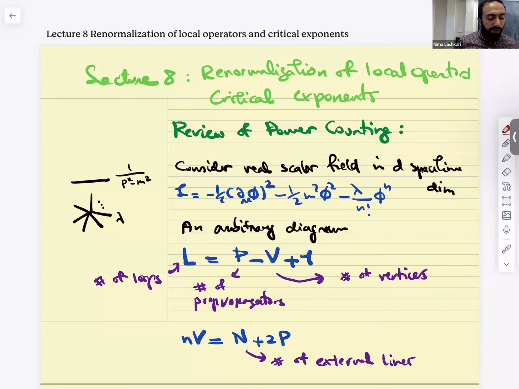All right, so today we're going to continue our discussion of renormalization with renormalization of local operators and critical exponents.